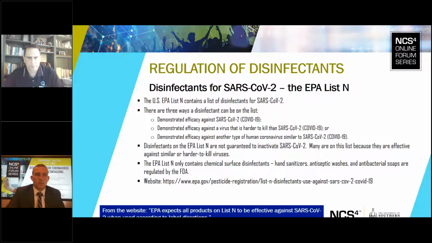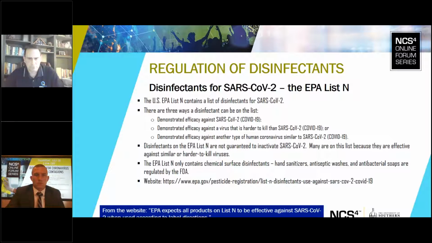There's actually 3 ways the disinfectant can get on that list. First of all, it's actually been demonstrated to work against the SARS-CoV-2 virus. This is actually not very common because the virus is so new. Most companies just haven't had an opportunity to actually test it against this particular virus. A second reason why it could be on that list is that it has demonstrated efficacy against viruses that are harder to kill than the SARS virus, or it's got demonstrated efficacy against another type of human coronavirus, such as the previous coronavirus outbreak, the virus from that outbreak in the early 2000s. So again, just because disinfectants are on this list doesn't actually guarantee that they will inactivate the SARS-CoV-2 virus, but they're likely to, just because of the three reasons why I showed you earlier above in this slide.